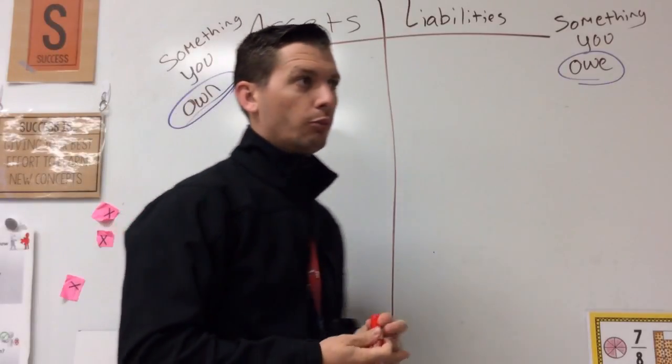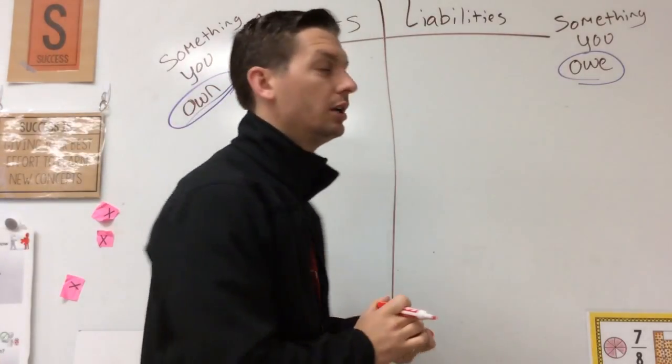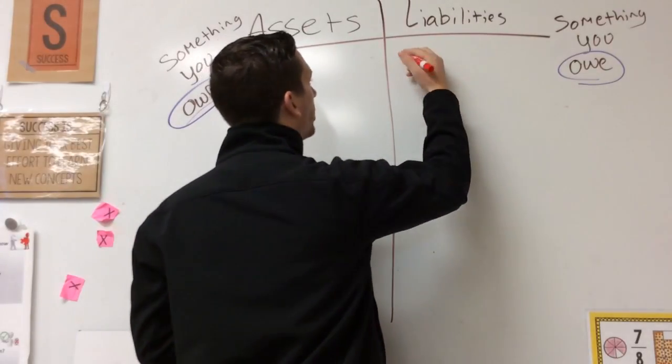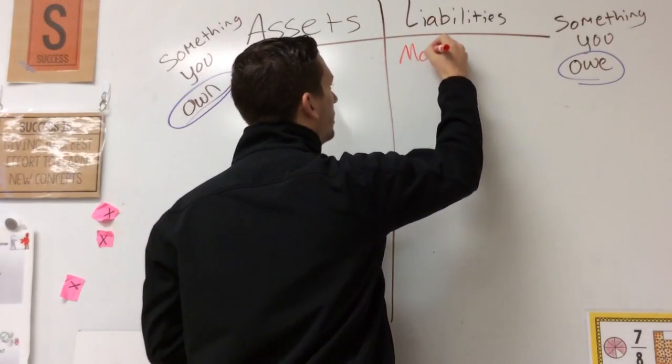A mortgage. A mortgage is what you owe on your house, right? So what did I just say? It's what you owe on your house. So your mortgage would go under liability.